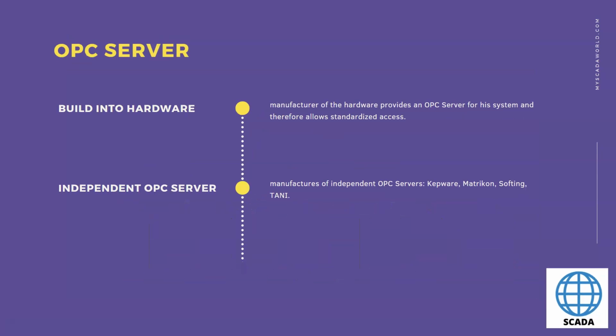OPC server can be built into hardware like the Siemens S7-1500 or 1200. It's built into our PLC. Some manufacturers make the OPC server inside the system. We can find the OPC server in HMI panels, in PLC, and so on.